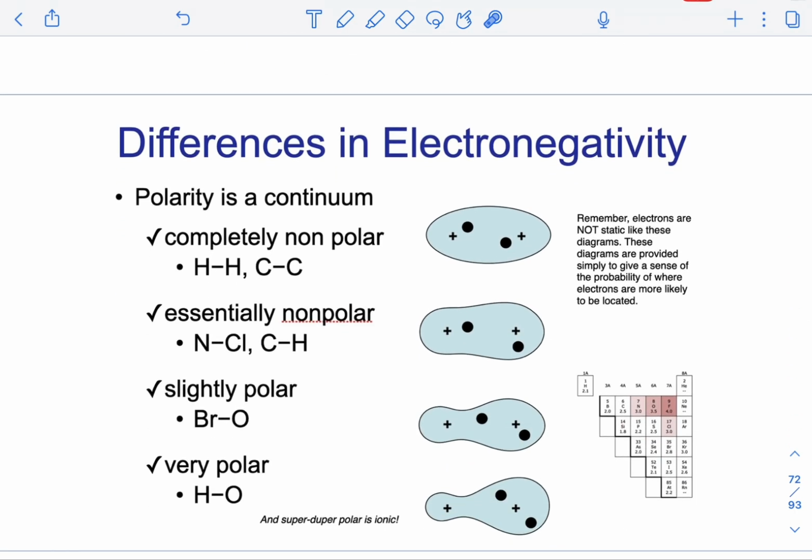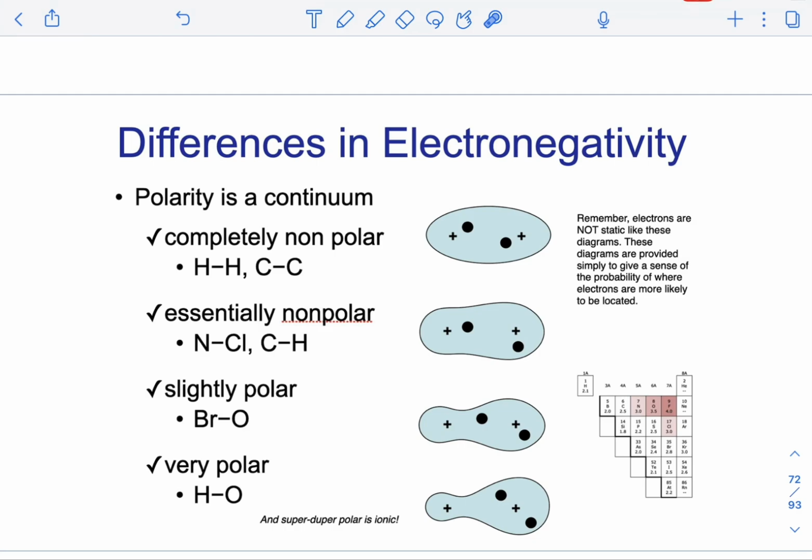So polarity is a continuum based on the electronegativity values, okay? If you have the same element, you have the same exact electronegativity value, it's going to be completely nonpolar. If you have something that's pretty close, like nitrogen is 3 and chlorine is 3, they're essentially the same. Or carbon is 2.5 and hydrogen is 2.1. They're very, very close, okay? So those are going to be essentially nonpolar.